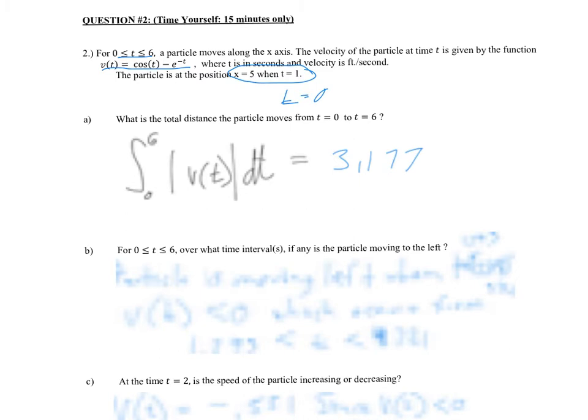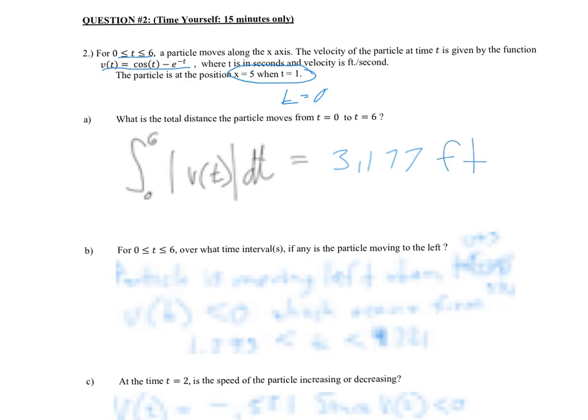That's easy, guys. That's just the integral from 0 to 6 of our function dt. If you plug V of t, cosine of t minus e to the negative t, into Y1, it comes out pretty easily. You just type that in. You hit Math 9, make sure you use the absolute value, and you get 3.177. If it asked for units, we could say feet.